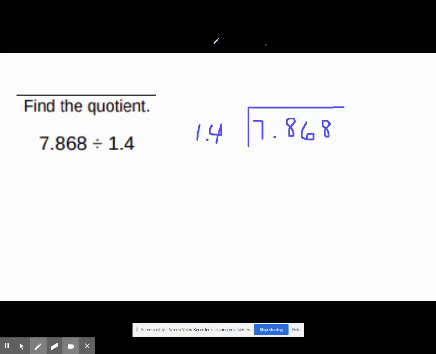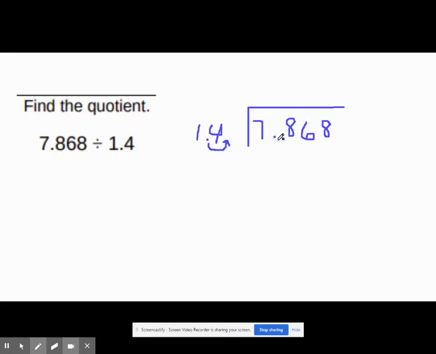Okay, first thing we need to do, looking at this guy here, we need a whole number out here in the front. You can have a decimal in your dividend, but you may not have one in your divisor. We need to make our divisor a whole number. So we're going to play with powers of 10. I can multiply this by 1 power of 10 and move my decimal point to the right, as long as I do the same thing to my dividend over here.